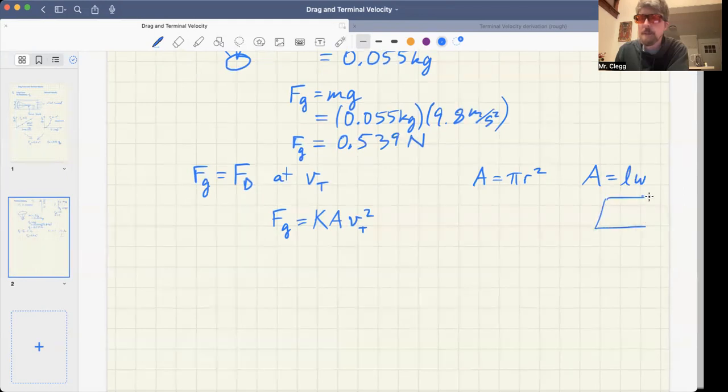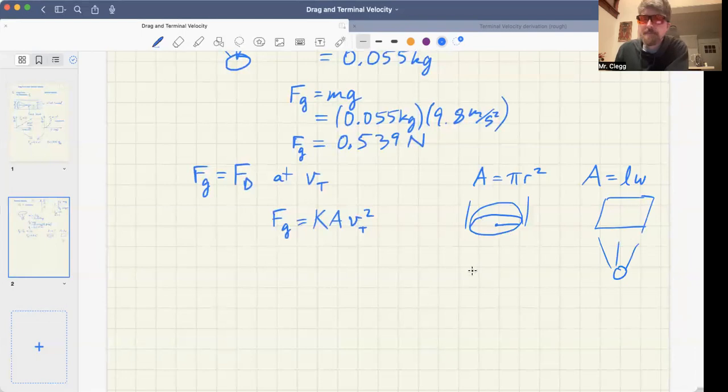Remember, we're measuring the size of our parachute in a horizontal plane as it's falling. We don't care how tall the parachute is, we just care how wide it is in every direction, right? So if you have a round one, even if it comes up like this, it doesn't really matter. We're just measuring the area of the circle down here. We don't care about how tall it is.